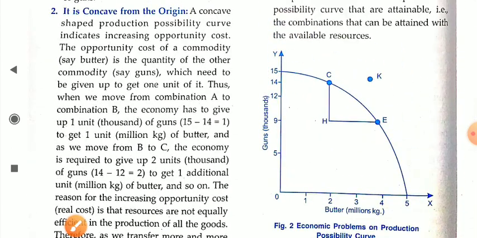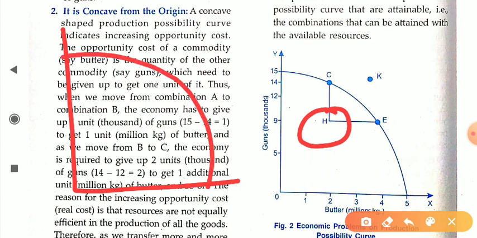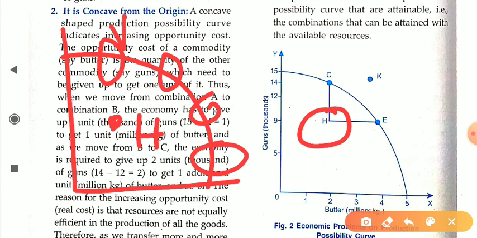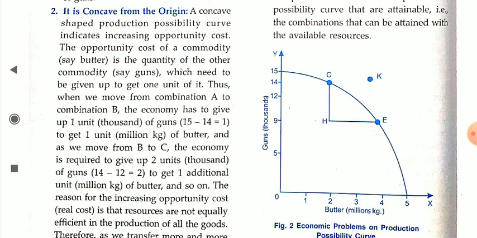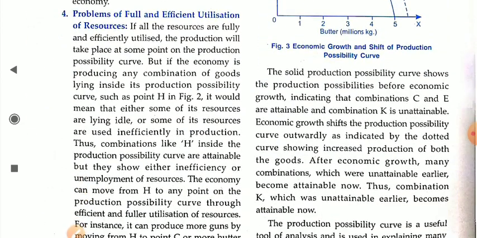And in case you are not using fuller utilization of resources, it means you are producing at point H, which is inside the PPC curve. Suppose this is your production possibility curve, and you are producing here, which is H. This is known as an underutilized point. Because this is your capacity, point A, point B, point C, point D, all these are your capacity to produce, but you are producing at point H. So your resources are underutilized. This is known as underutilization of resources.